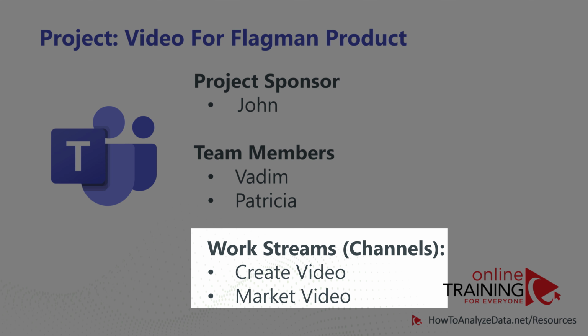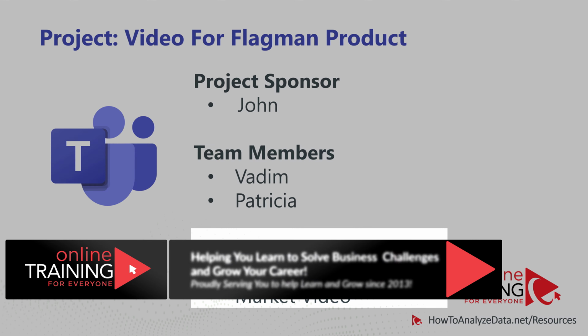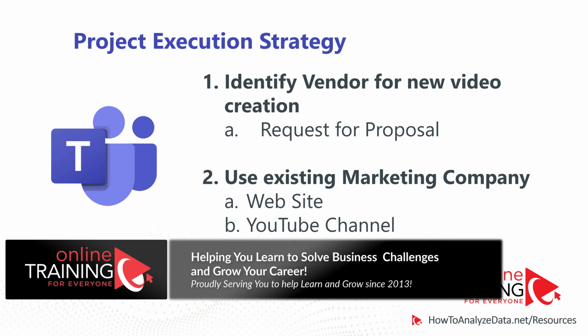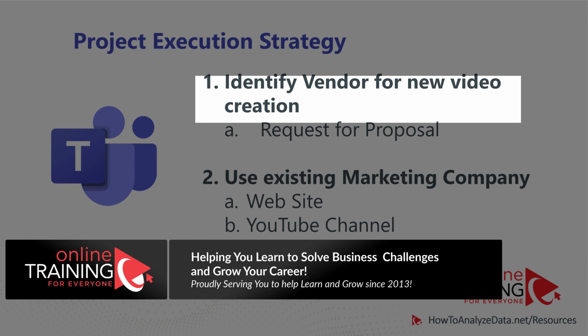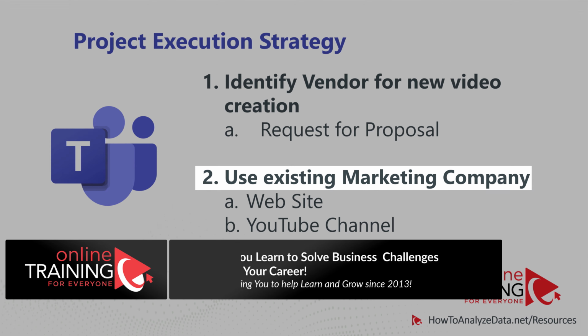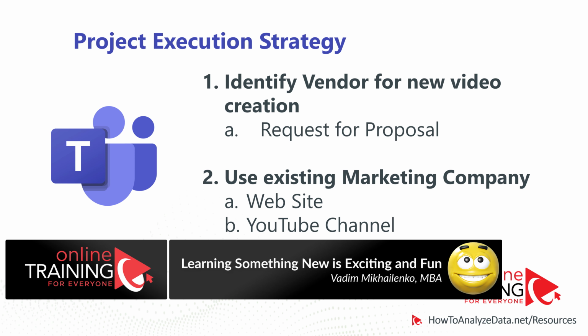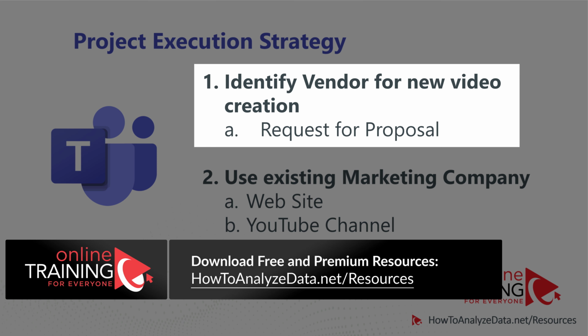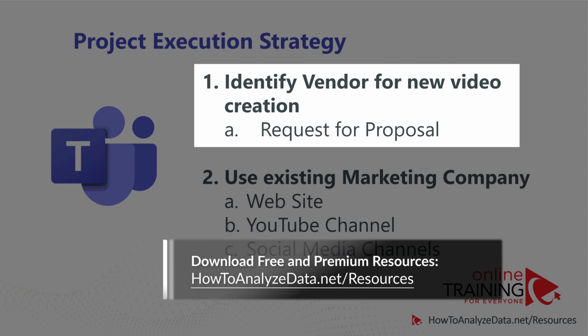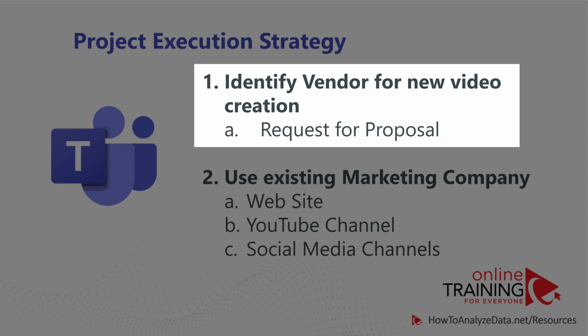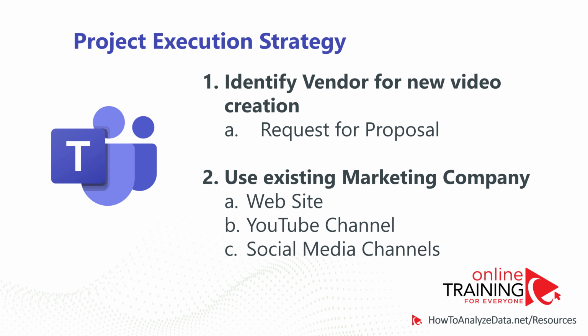First one is to create the video, and second one is to market the video. Our strategy is to find a new vendor to create a video and use an existing vendor to market the video. To be compliant with laws and regulations, we are required to create a request for proposal, reach out to the vendors, evaluate the request for proposal, and then select the vendor. It is a very formal process, and in the end, we would need to be able to explain the results to whoever might be asking questions.